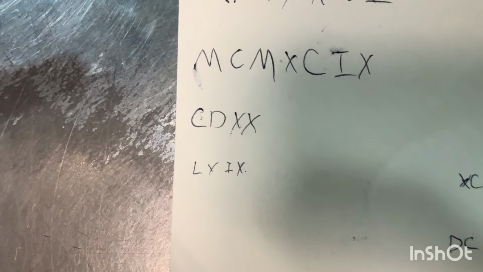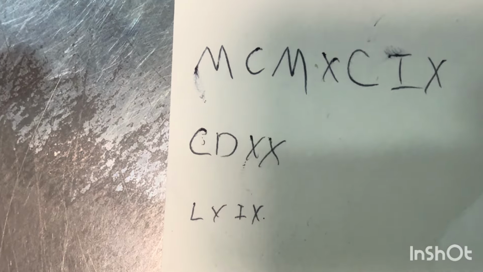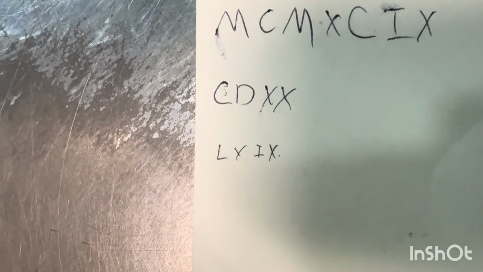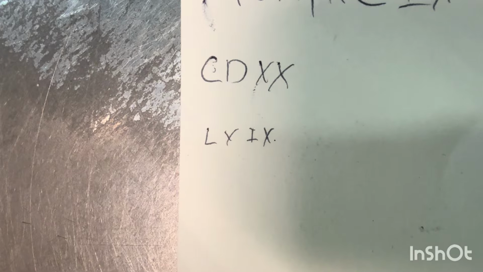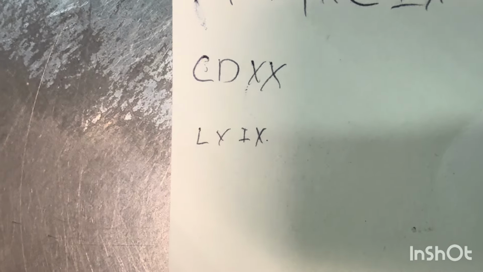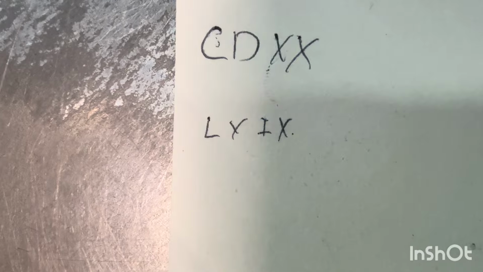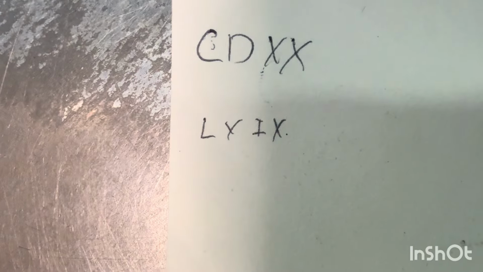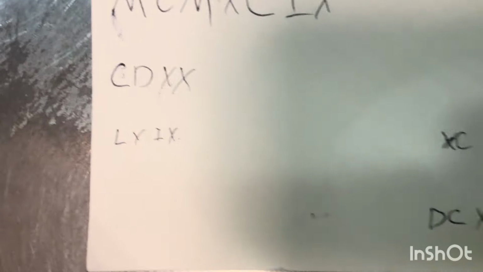CDXX, that would be 420. C is 100 less than 500, so 400, and then 2 X's for 20. LXIX would be 69, the good old 69. The LX, 10 more than 50, so 60, and then IX for 9.